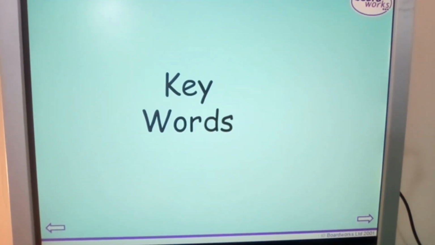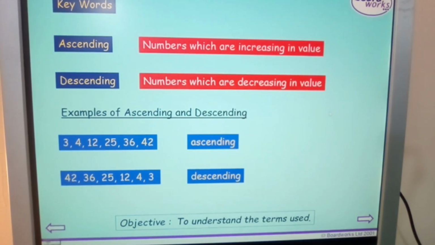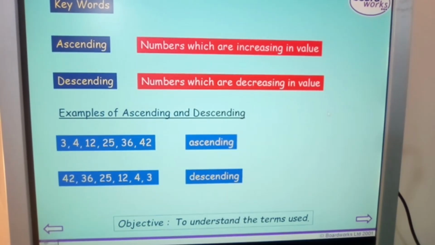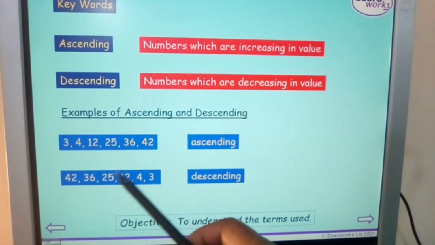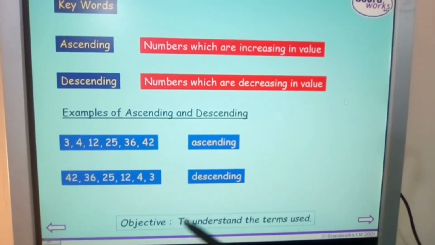Keywords. And look at the difference in, remember, ascending is going up, descending is going down, okay?